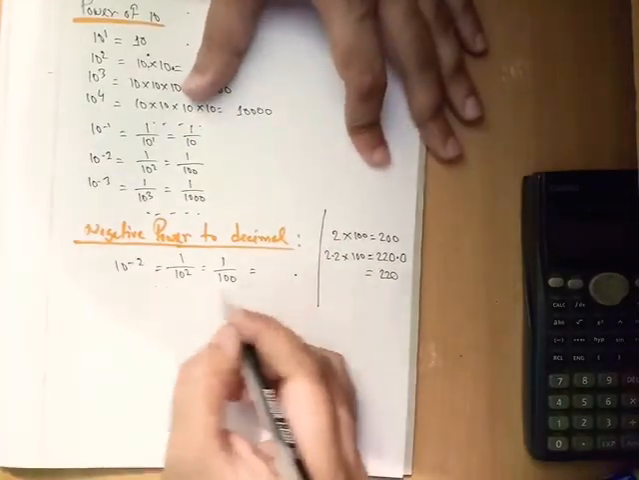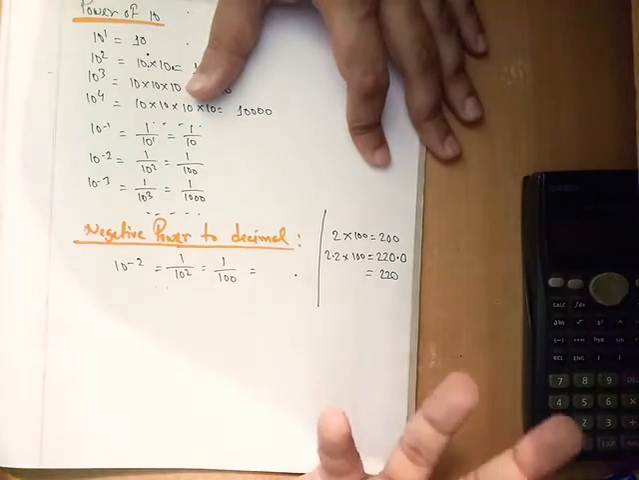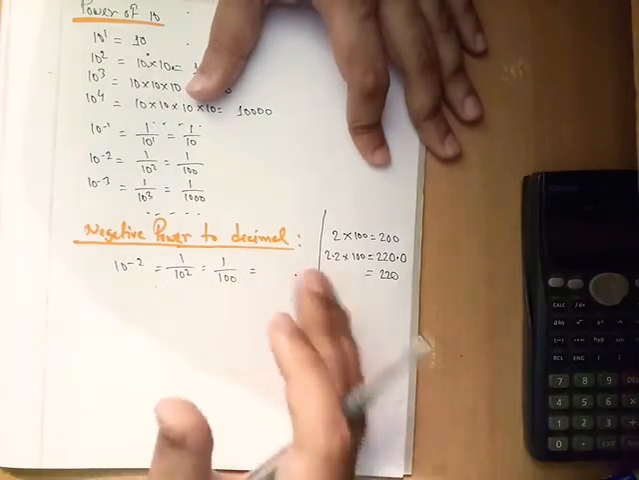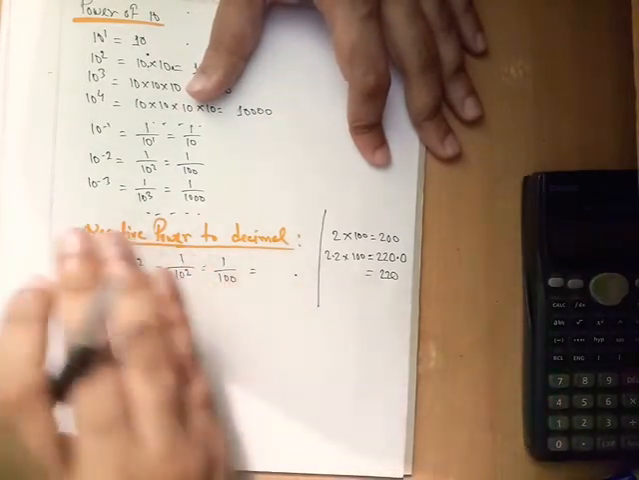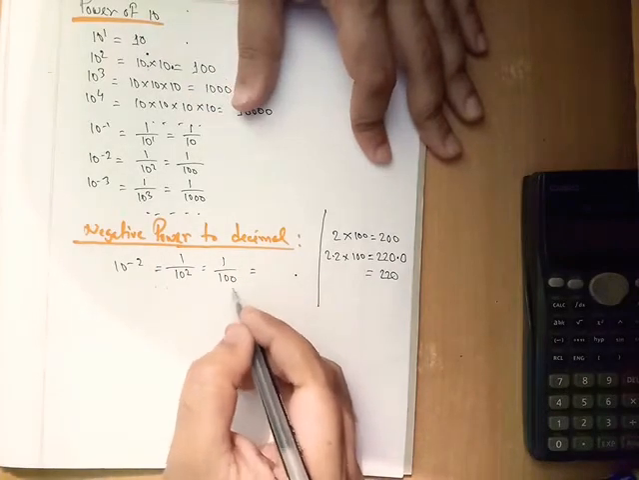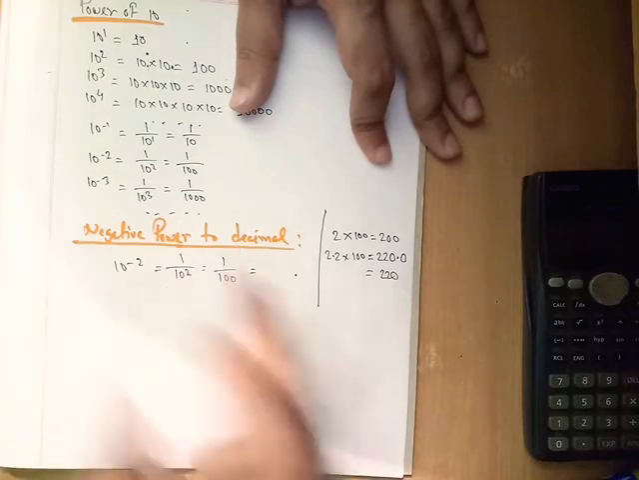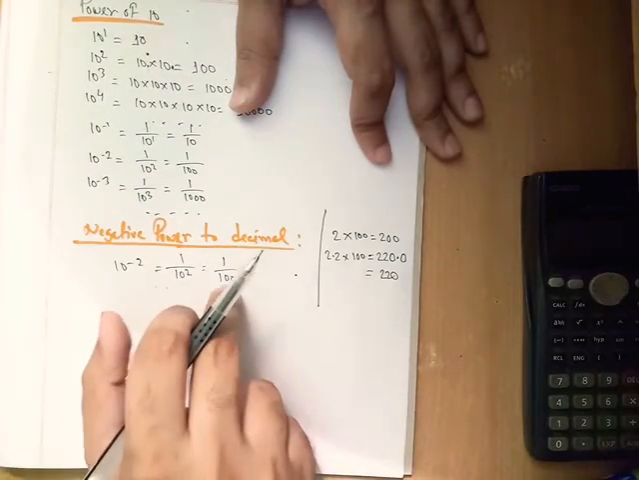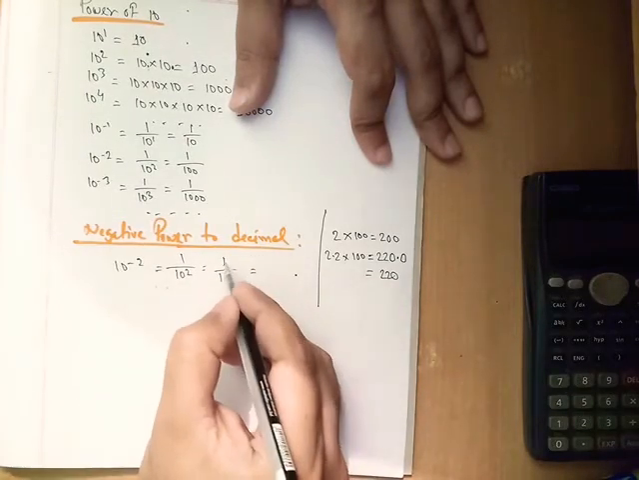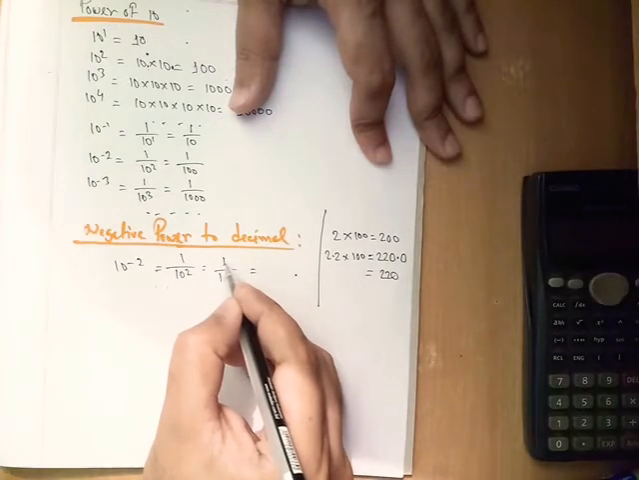Now in terms of division, the operation is reverse. Instead of going to the right, the decimal place will move to the left. And how many places it will move to the left? Depending on the number of zeros I have. So 1 is basically a whole number here. I have 2 zeros here, so basically there is a decimal point here and it will move 2 places to the left.